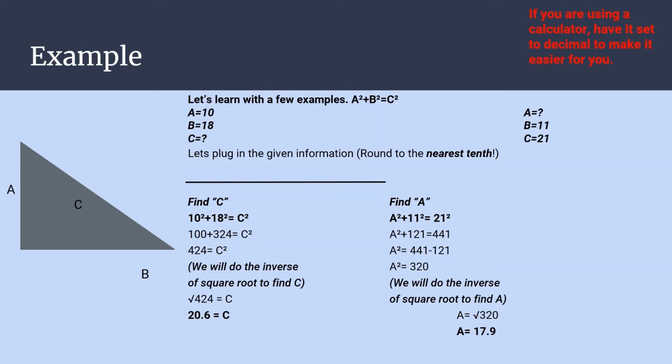Now we subtract 121 on both sides, and we get a squared equals 320. We will do the inverse of square, the square root, to find a. So a equals the square root of 320, and when we round to the nearest tenth, we get a equals 17.9.